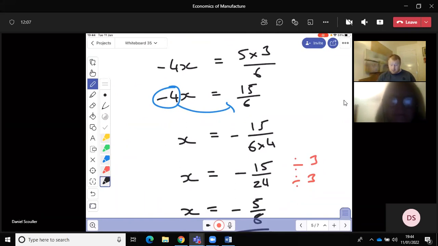So if that symbol in here was a greater than sign or a less than sign, we would flip it when we take that -4. And the only time we do that is when we take it from a negative. So if it was a +4 and we were taking that across, that sign would stay the same, stay greater than.